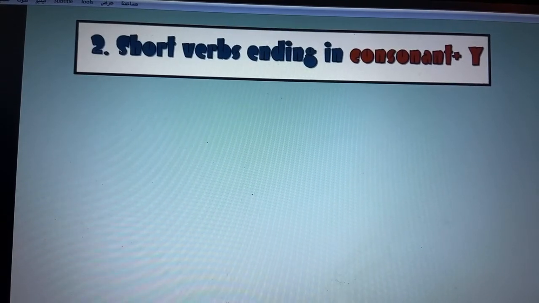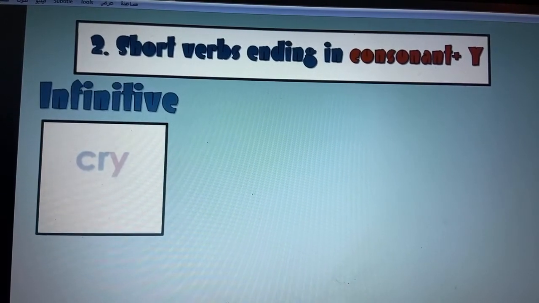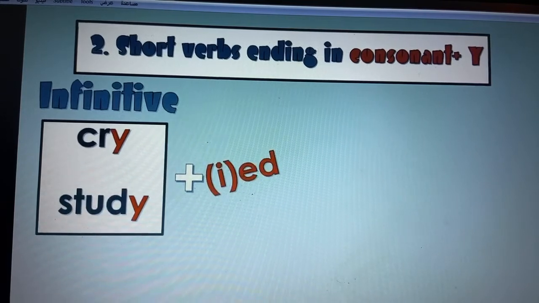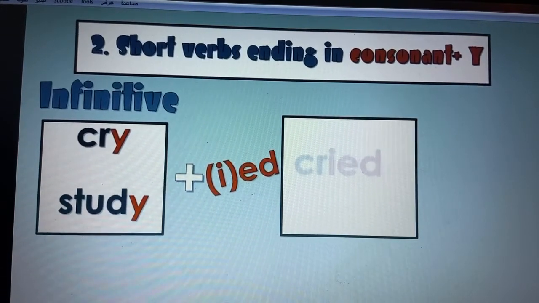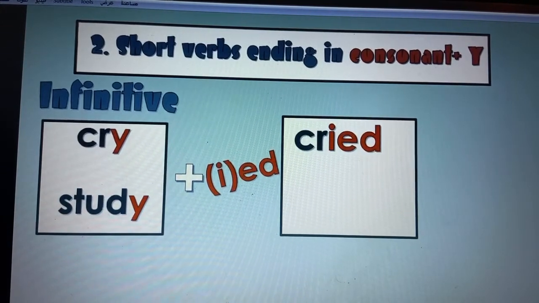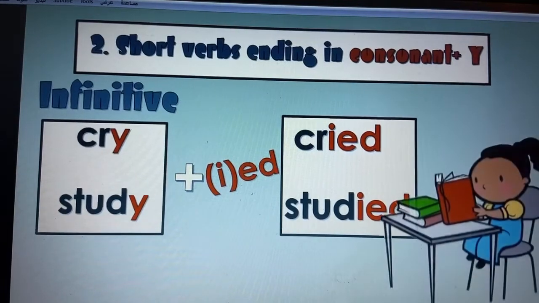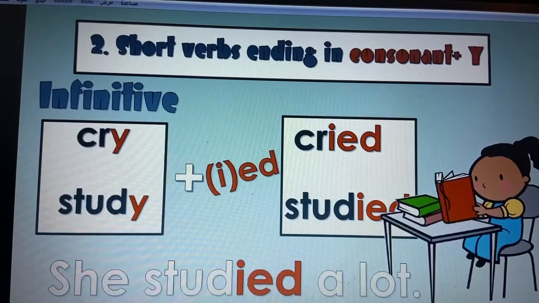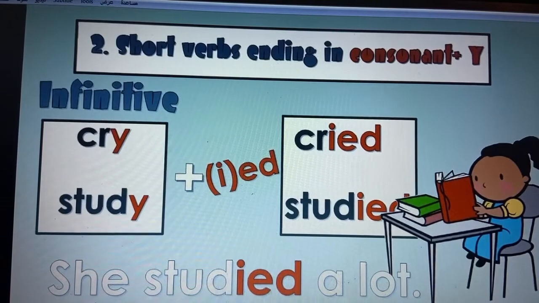Short verbs ending in consonant and y. When the main verb or the infinitive form ends with the letter y, for example, cry or study, we replace the y with I. Or we delete the letter Y and write I. So the past form ends with IED. Cry, cried. Study, studied. She studied a lot. We wrote IED because the last letter was Y. We replace it with I.